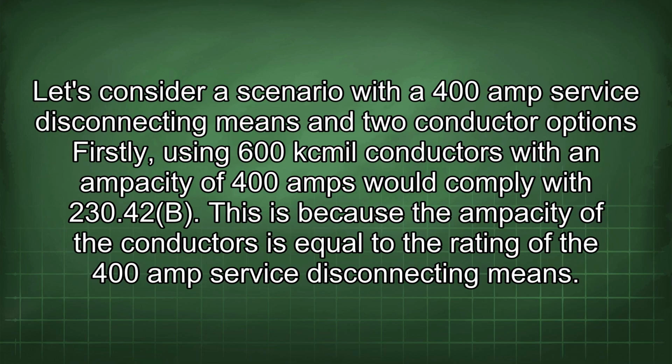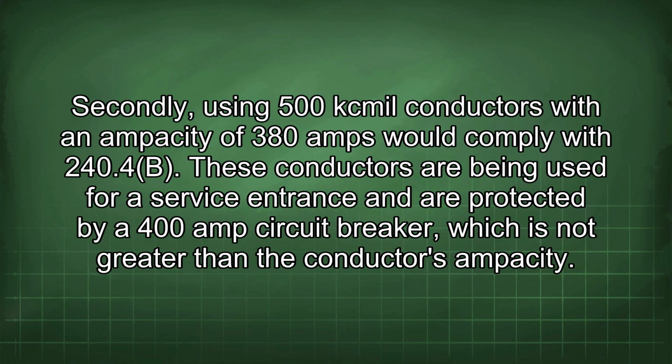Let's consider a scenario with a 400 amp service disconnecting means and two conductor options. Firstly, using 600 kcmil conductors with an ampacity of 400 amps would comply with 230.42(b). This is because the ampacity of the conductors is equal to the rating of the 400 amp service disconnecting means. Secondly, using 500 kcmil conductors with an ampacity of 380 amps would comply with 240.4(b). These conductors are being used for a service entrance and are protected by a 400 amp circuit breaker, which is not greater than the conductor's ampacity.